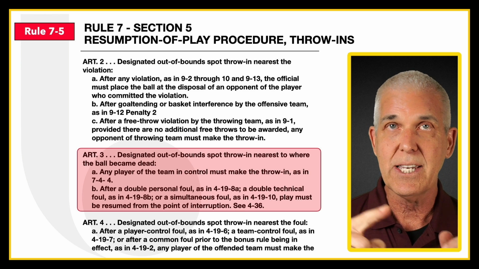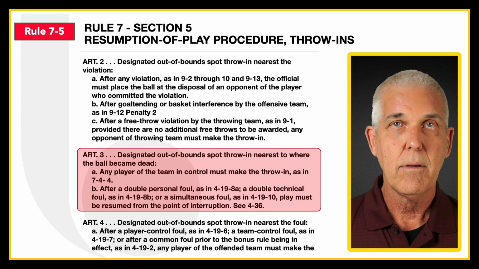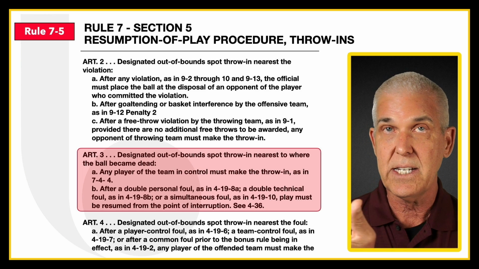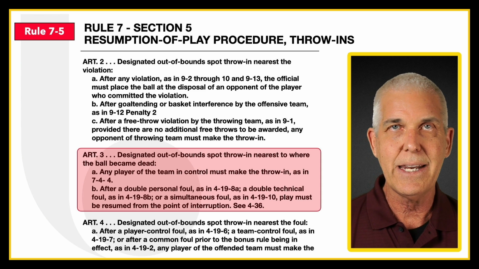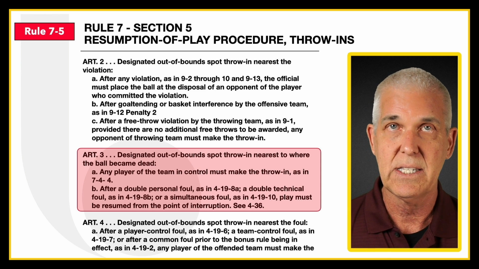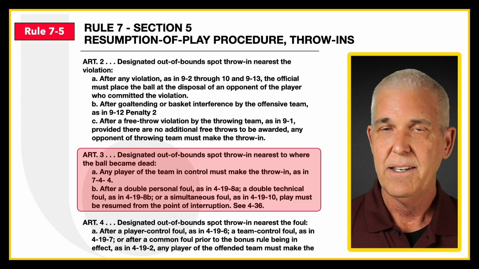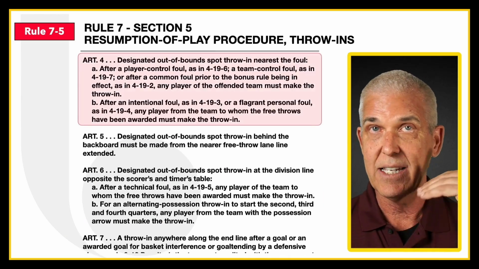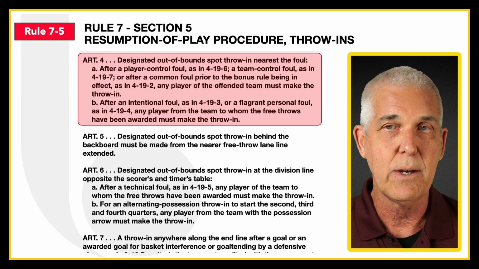So the ball may be bouncing in the backcourt. The official has a whistle, but it's an inadvertent whistle. It's going to be given to the team in control at a spot nearest to where the ball was in that instance. Again, this is what Rule 7, Section 5 is discussing, where the resulting throw-in will be.